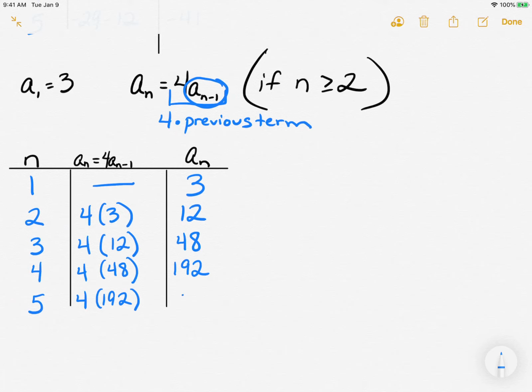I nailed it. I was so close. Really, 768? Yes. How did I mess up on that? I don't think it is 768. Is it? Oh, it's times 4, not times 5. Derp.